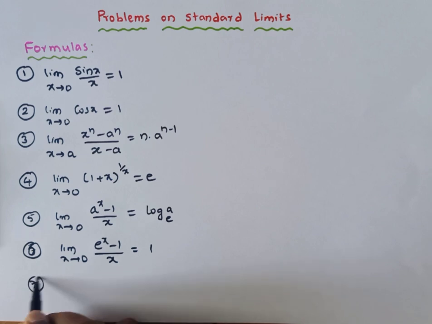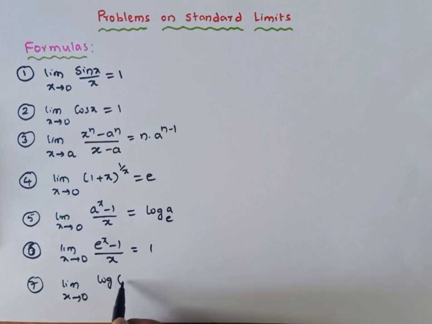And seventh one: limit x tends to 0, the logarithm of 1 plus x to the base e, divided by x, is equal to 1. Based on these formulae, we will solve some problems. So the problem number 1.